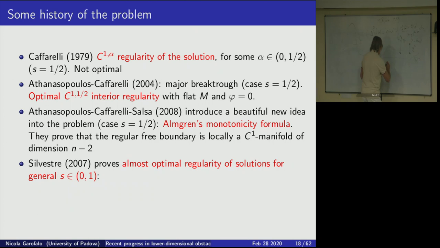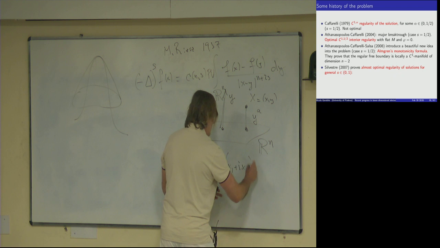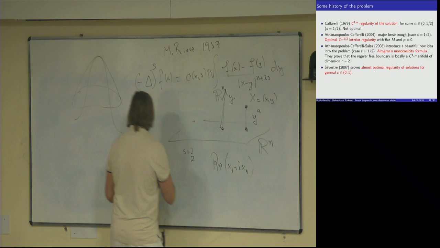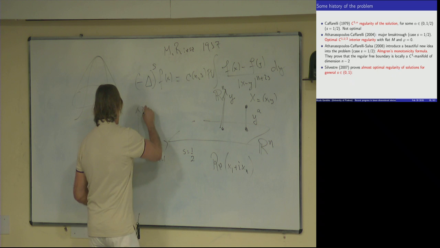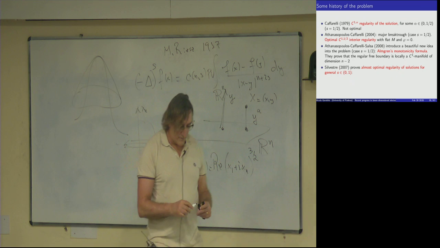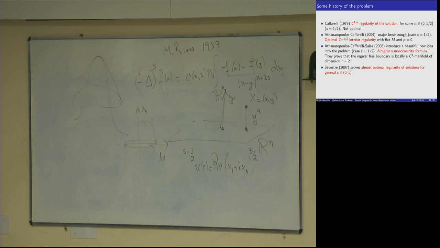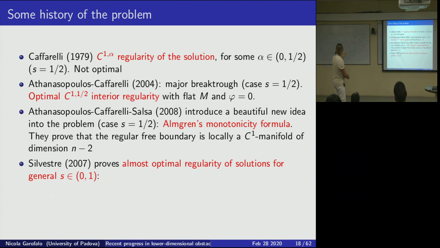the Signorini problem, when s is equal to 1/2, as for instance, if you take the real part of (x1 plus i xn) to the 3/2. So I'm looking at this separating manifold M now, and this is the xn axis. This function here, u of x, is a solution of the Signorini problem corresponding to 0 obstacle. And you see this function, look at this power, 3/2. If you take a derivative, that derivative is going to be Hölder continuous of order 1/2. So C^{1,1/2} means that the derivatives are Hölder continuous of order 1/2. And this C^{1,1/2} interior regularity is best possible, as this example shows.